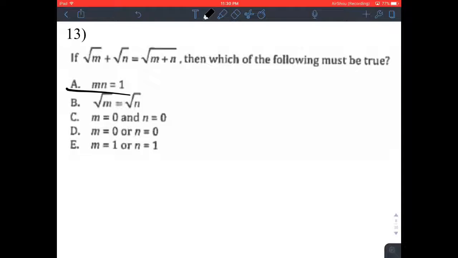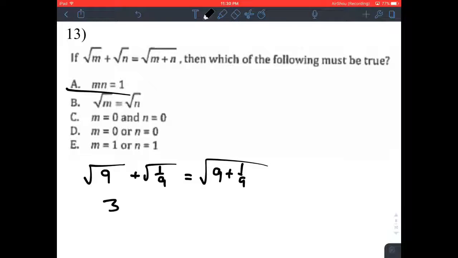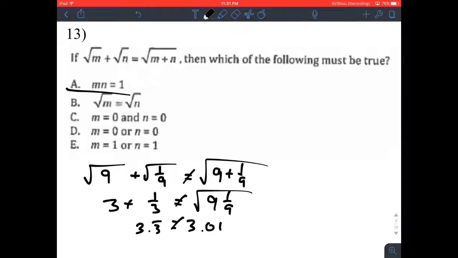Let's look at A. M times n is 1. So for this to be true, anytime you have a product and the answer is 1, the things you're multiplying have to be reciprocals of each other. So let's say that m is 9 and n is then 1/9. Is that the same as 9 plus a 9th square rooted? Well, square root of 9 is 3, square root of 1/9 is 1/3. And this over here is going to be 9 and 1/9. 3 plus a third is 3.3 repeating. If you put into a calculator the square root of 9 and 1/9, you're going to get 3.01. So that doesn't work. Those are not equal. So A is not the answer.